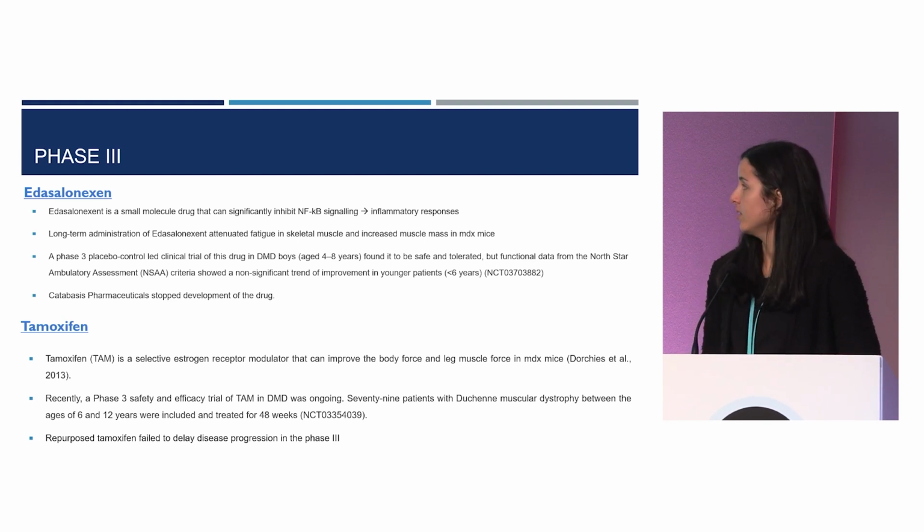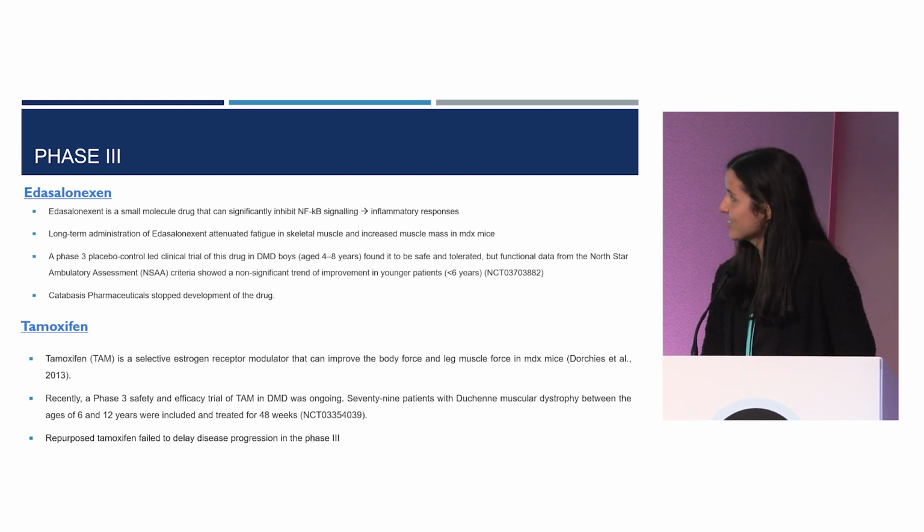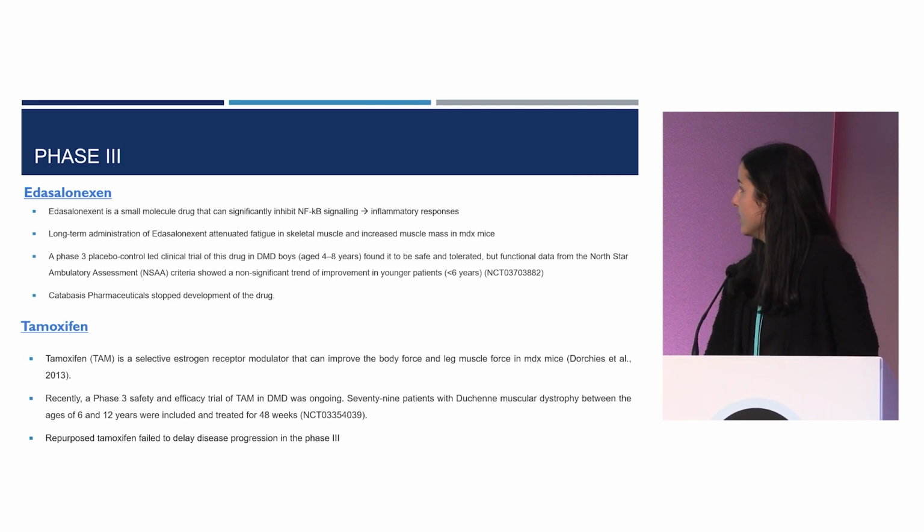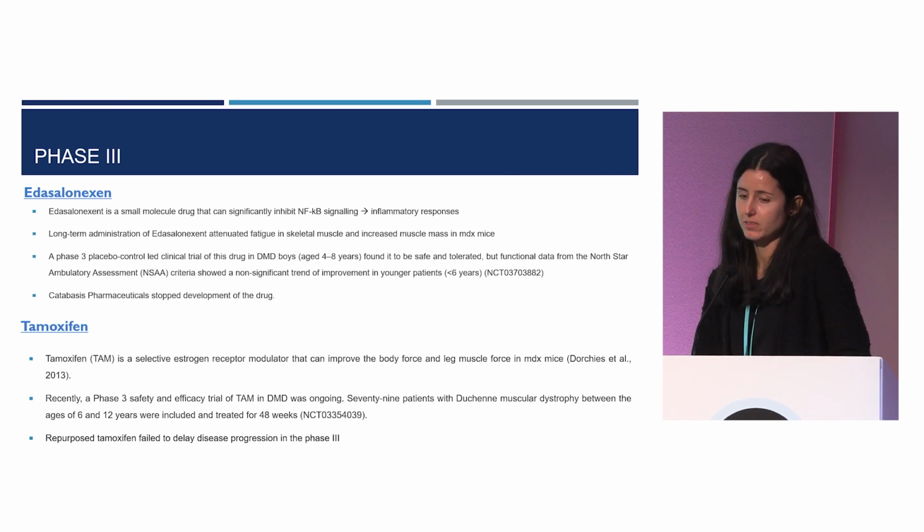In phase 3, we had different drugs. This one is givinostat... rather, this one is a salanoxin. It's a small molecule that inhibits NF-kappa beta, another inflammatory molecule released by the muscle. In phase 3, this drug was found to be safe and tolerable by the patients, but the improvement in the patients was not completely clear.